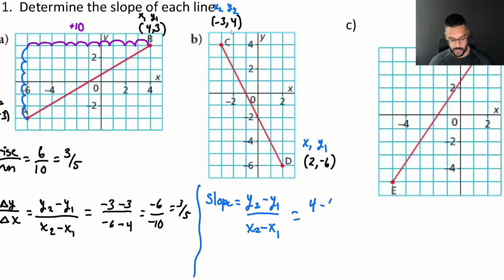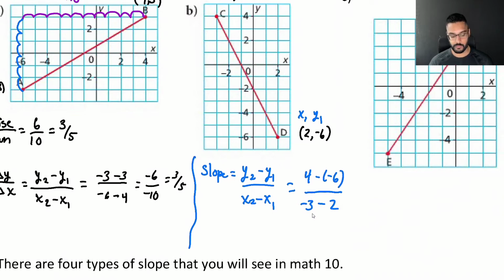Okay, y2, what you said was 4. So 4 minus negative 6. The sign is important. This formula always has a negative built into it, a subtraction. So really make sure that if your y1 or y2 value was negative, that negative has to come with it. Underneath, x2 is negative 3 and x1 is 2. So this slope is positive 10 divided by negative 5. This slope is negative 2.